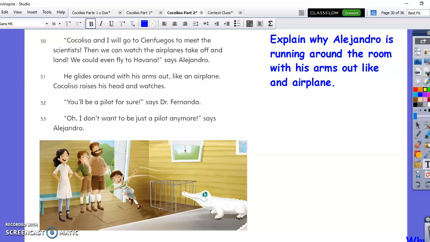I'm going to give you a few minutes to read this page. You can go ahead and pause it, and then after reading, try to explain why Alejandro's running around the room with his arms out like an airplane. You could kind of just infer that information by looking at the picture. But again, at first he was bored, and now we know he's not bored at all. He's very excited.